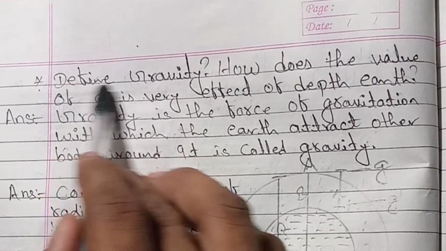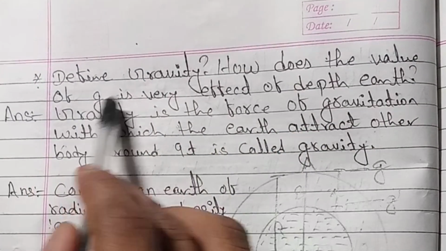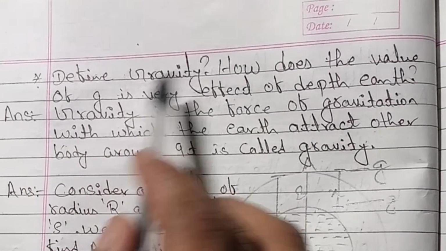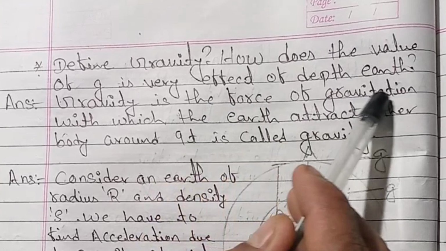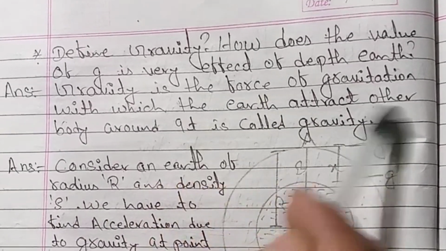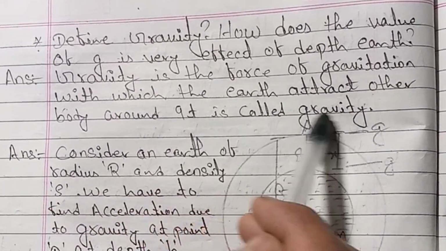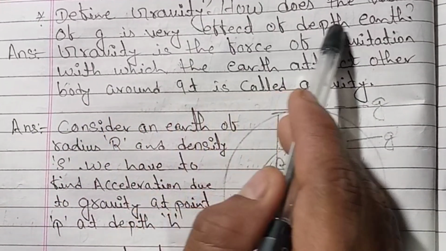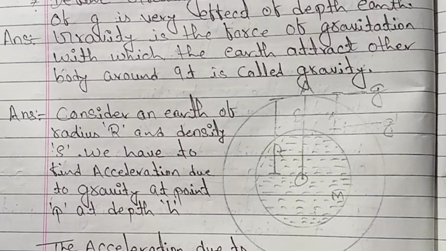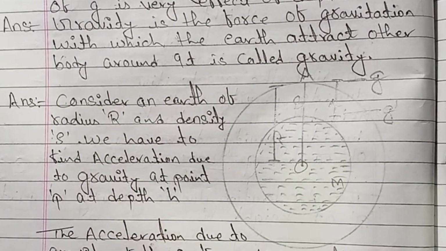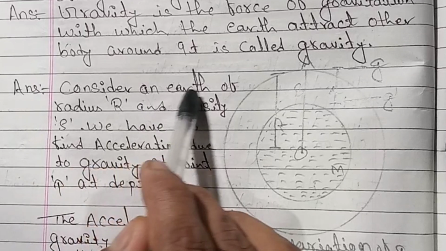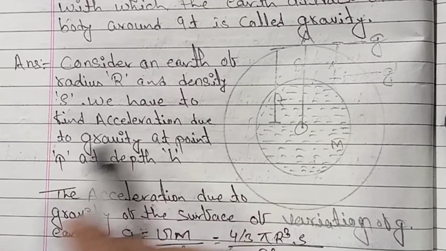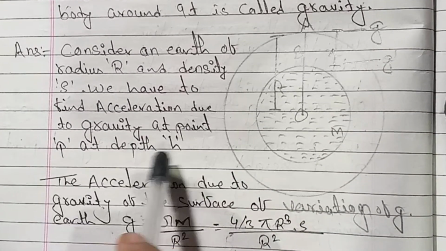Define gravity. How does the value of g vary due to the effect of depth of the earth? Gravity is the force of gravitation with which the earth attracts other bodies around it, called gravity. This is the variation of g, figure of variation of g. Consider an earth of radius r and density delta. We have to find the acceleration due to gravity at point P at depth h.